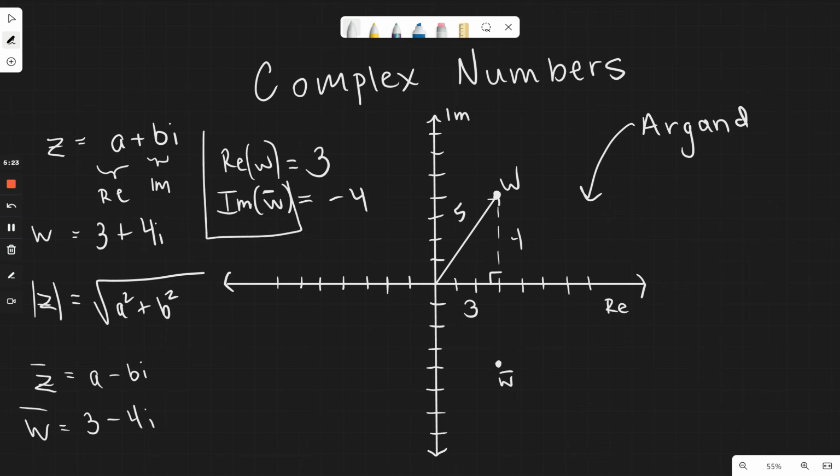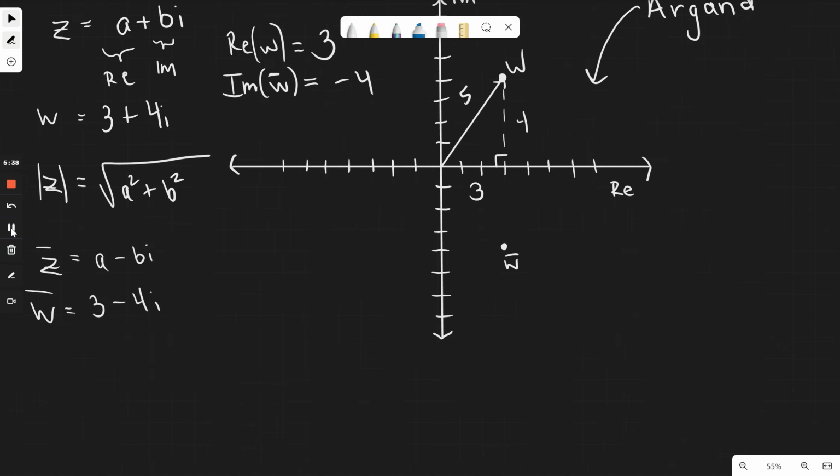These two are only ever going to be real numbers. So it would just be -4, because the -4 is the imaginary part of the conjugate of w. All right, I hope that makes sense. So moving on. Actually, one more thing.